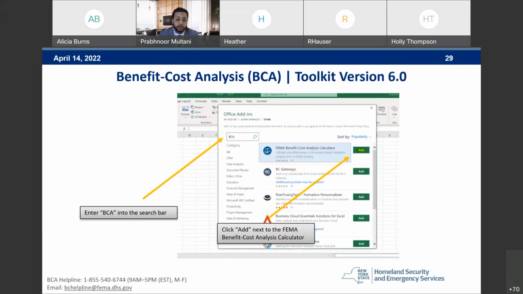Once you're able to see that Office add-ins window, you will go ahead and enter BCA into the search bar. Click that little magnifying glass. The first result will be FEMA Benefit Cost Analysis Calculator. You'll go ahead and click that green add button right next to it. Next slide, please.